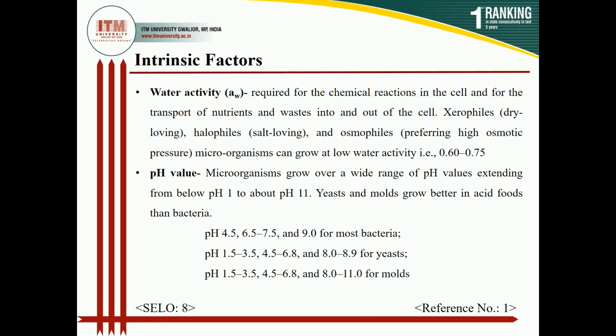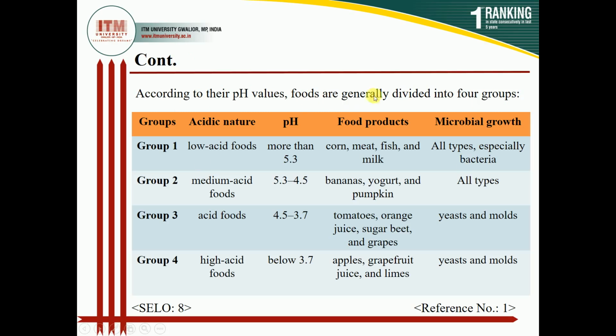These are basically 4 groups on the basis of how acidic the food is. Group 1 is the low acid food, and the pH of low acid food is more than 5.3. The food products are corn, meat, fish and milk, and generally all types of microorganisms can grow at this pH, especially bacteria, which can affect all these food products.